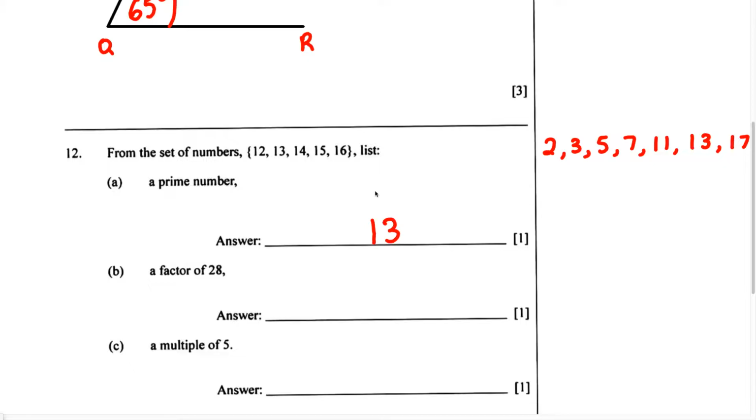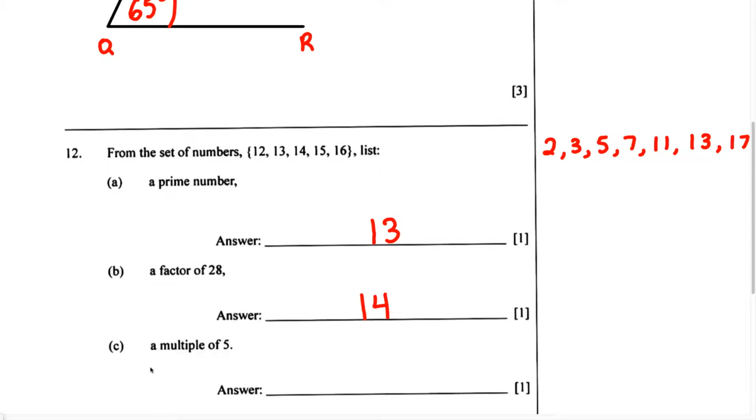Part B says a factor of 28. We know a factor is a number that, when multiplied by another number, gives you the product. Is 12 a factor of 28? No. Is 13 a factor of 28? No. Is 14 a factor of 28? Yes, because 14 times 2 is going to give you 28. Is 15 a factor of 28? No. Is 16 a factor of 28? No. A factor of 28 is going to be 14.